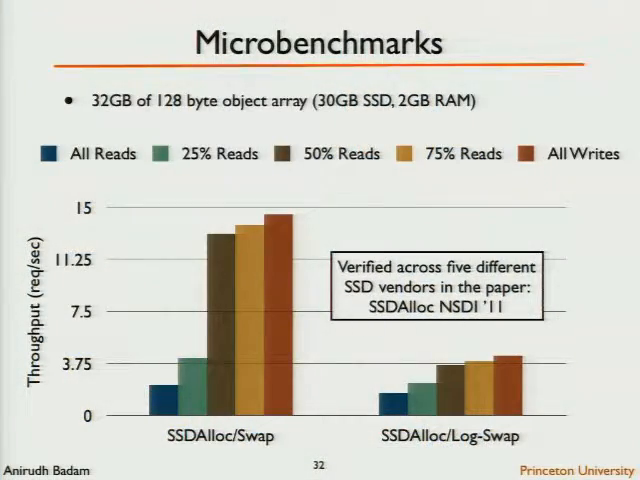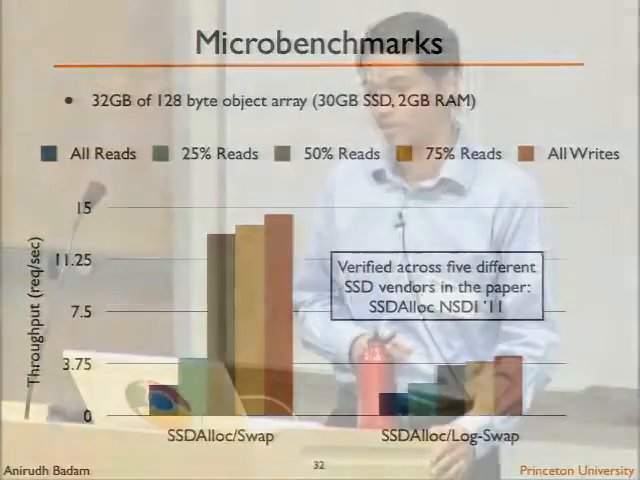So here are some micro benchmarks to show the benefits of SSDAlloc. What we did is we took a 32 GB array of 128 byte objects, and we created these objects using SSDAlloc and malloc in unmodified Linux swap and also log structured Linux swap. And we varied the number of reads and writes in the system. We started off with all reads, and then we went on till all writes. So if you look at the throughput, the number of requests per second, in terms of thousands of requests per second, these are normalized performance increases.